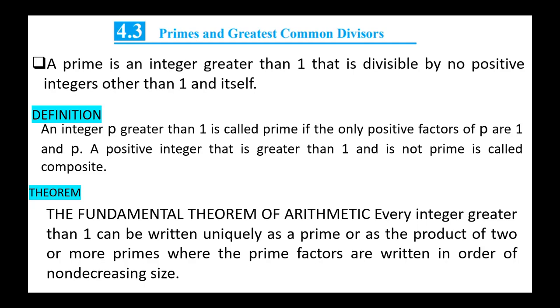Next theorem. This theorem is considered the fundamental theorem of arithmetic. Every integer greater than 1 can be written uniquely as a prime or as the product of two or more primes, where the prime factors are written in order of non-decreasing size.